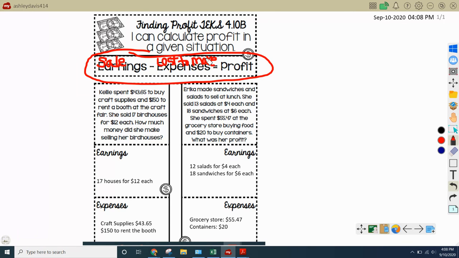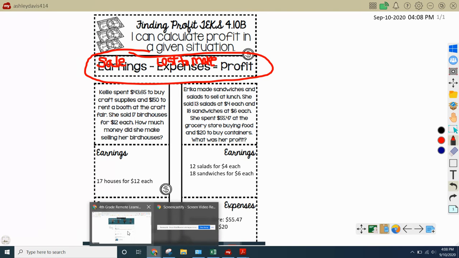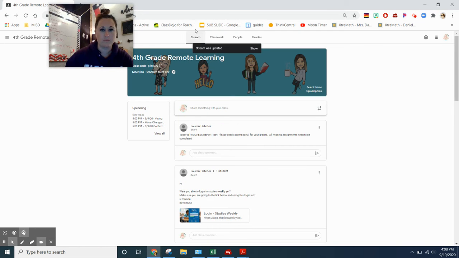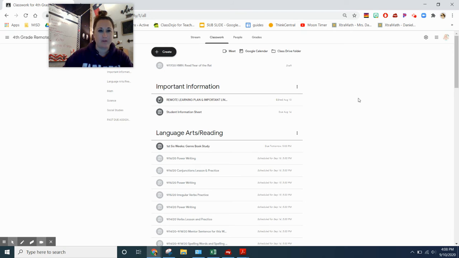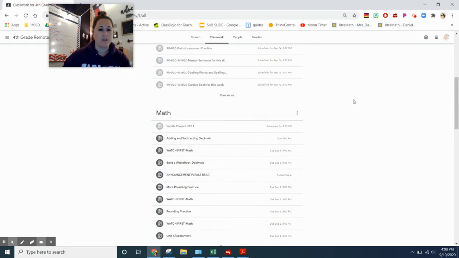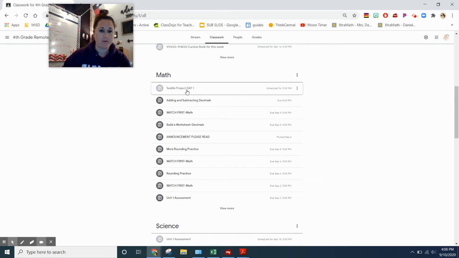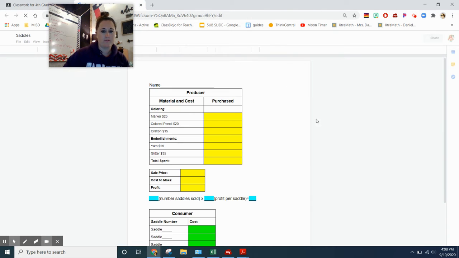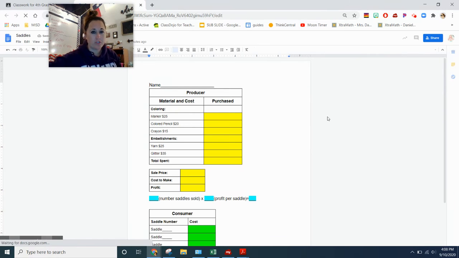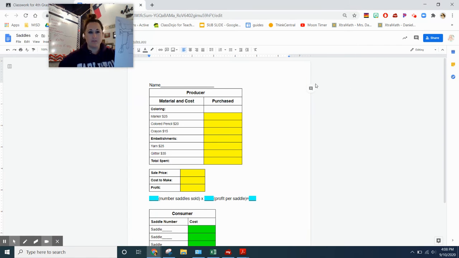Okay, so now I'm going to talk to you guys about your project. For your project, this will be for Friday, Monday, and a little bit of Tuesday. You're going to create something. Here's the document. You're going to be a producer and you're going to create a saddle. Here's what the saddle looks like.